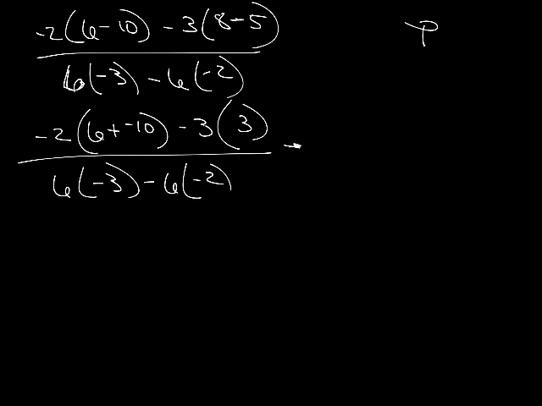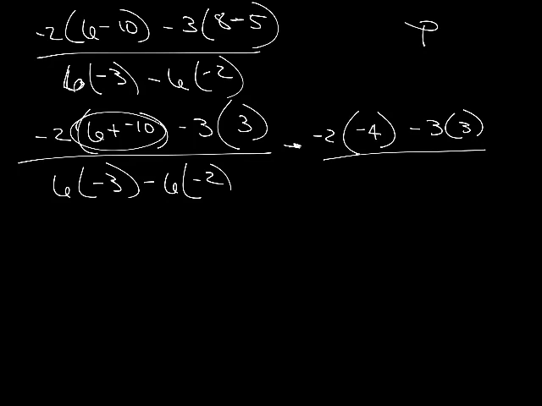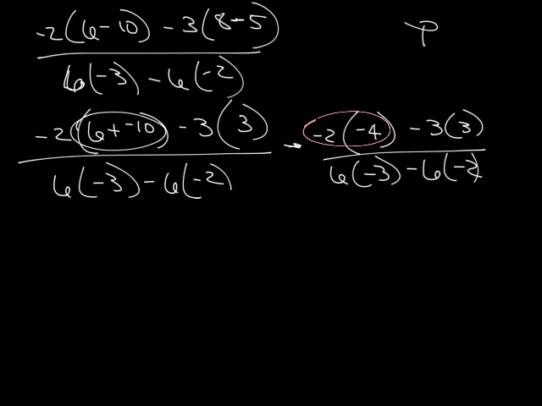Alright, and that gives me negative 2. Signs are different. Take the difference between the two, put the sign of the largest one there, minus 3 times 3 over 6 times negative 3 minus 6 times negative 2. Alright, so let's keep going. In just the numerator here, let's solve this. So we're going to do the multiplication here, and we'll do the subtraction later. So negative 2 times negative 4, and we'll put it over here as positive 8. 3 times 3 is 9.